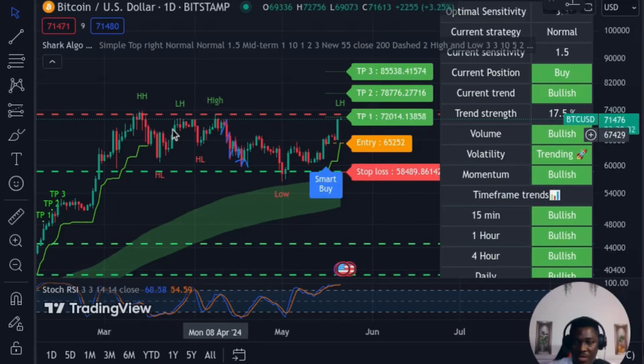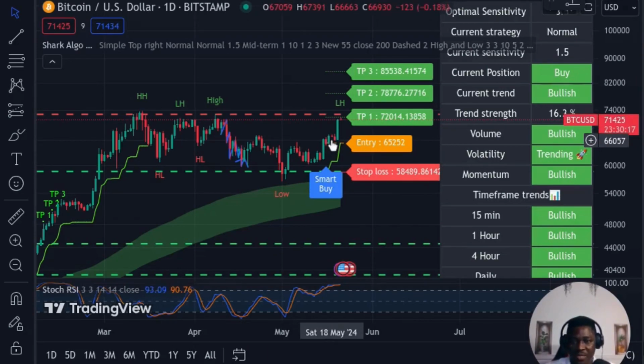As you can see, this has been a major resistance level. It came to this same level and bounced back, several times. So it has hit this level on several occasions and it has always bounced back.